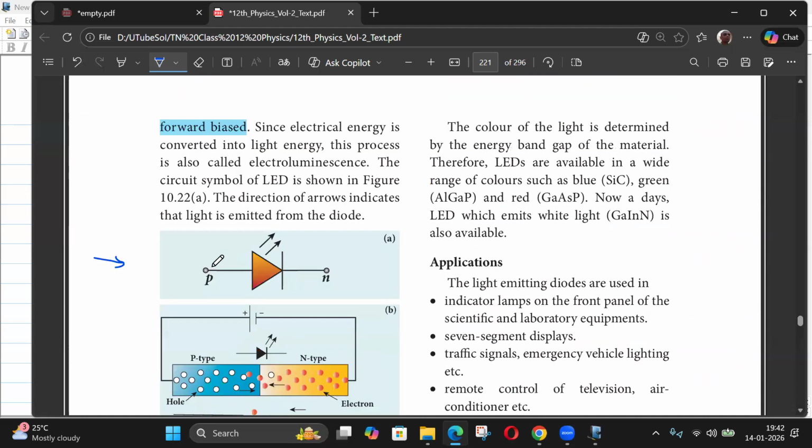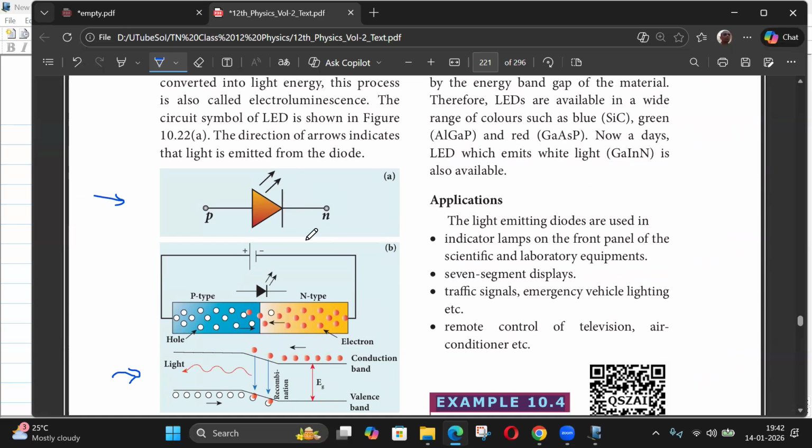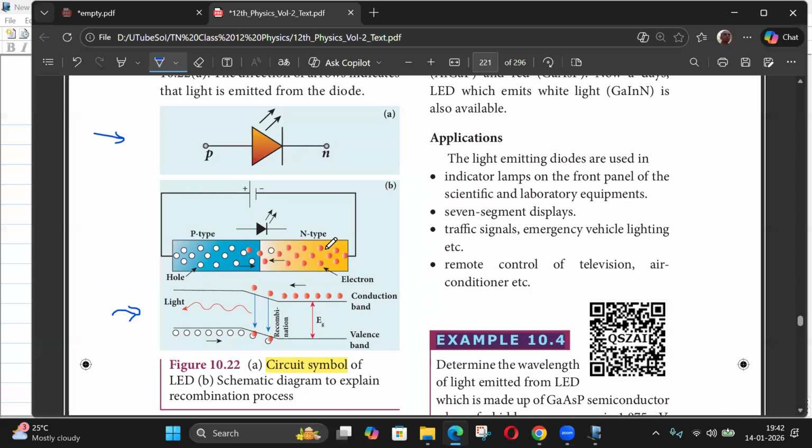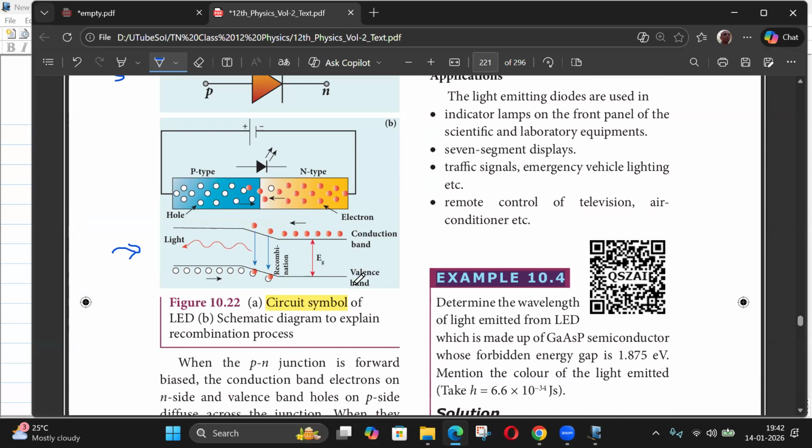So the symbol is this one, same PN junction, except you have to add these two arrows. It's light which is coming out, because some energy has to be lost. There will be recombination, this P type, N type. There are electrons here, there will be holes here. So at the junction, there will be recombination. The electron will be in the conduction band, and the hole is in the valence band. The movement of holes happens in the valence band, and the movement of electrons happens in the conduction band. So the energy of the electron in the conduction band is higher compared to the energy of the hole in the valence band. But the electrons in the valence band cannot move.